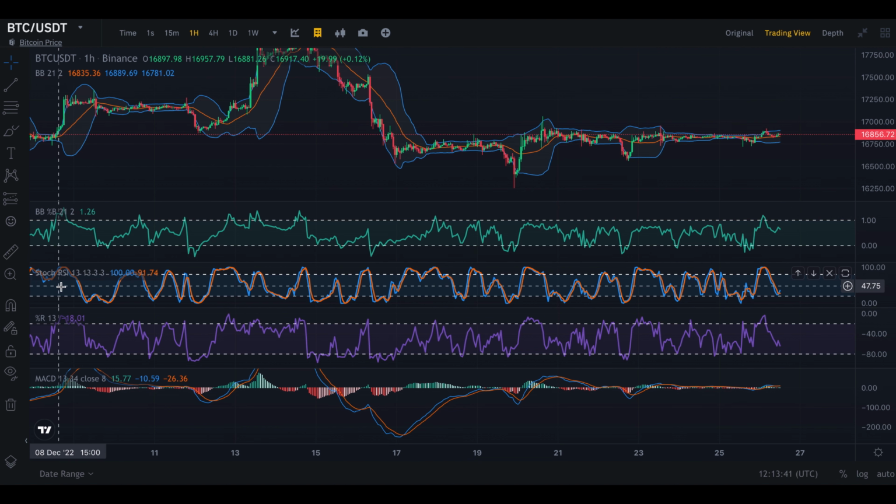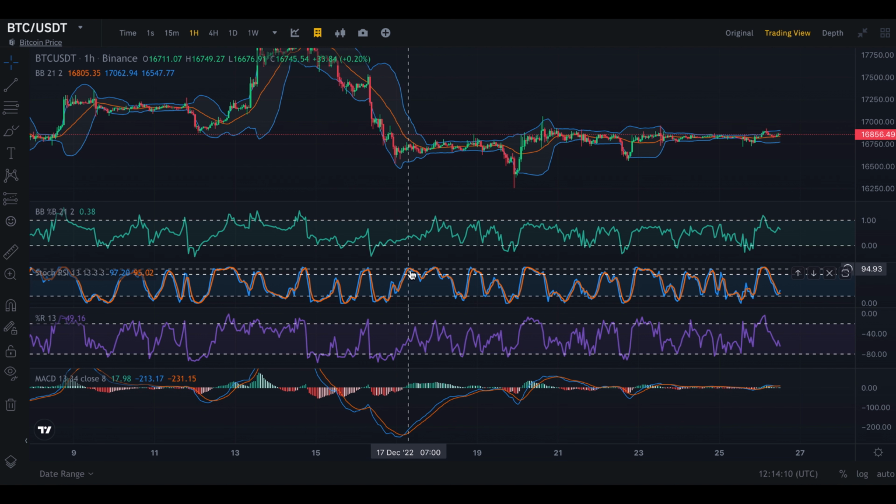Now we go into the third one, which is Stochastic RSI. So again, there are two lines over here, the blue and the red. Well, you can change the color, so it doesn't matter. But the thing is, again, when the two lines are below the bottom dash line, that means that the price more likely will go up. And when the two lines are over the top dash line, that means that the price more likely will go down after this, okay?